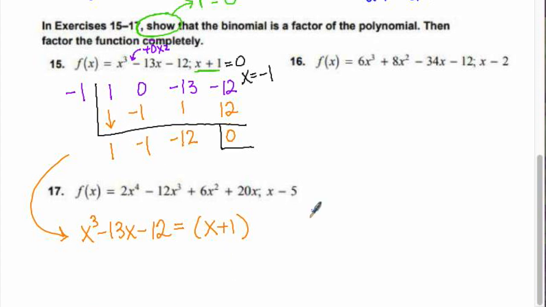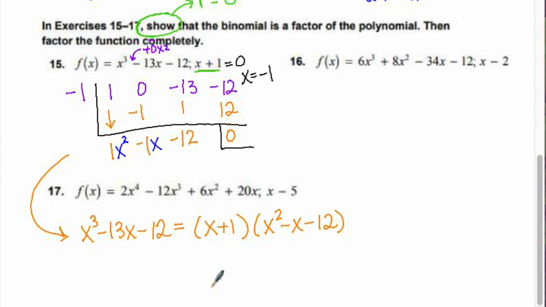Now let's add those variables back into our quotient. So this is our remainder, this is our constant, which means that this would be x, and then this would be x squared. So then down here we would have x squared minus x minus 12. Okay, so basically what we just did is we divided out x plus 1 from x to the third minus 13x minus 12 and realized that what's left is x squared minus x minus 12.